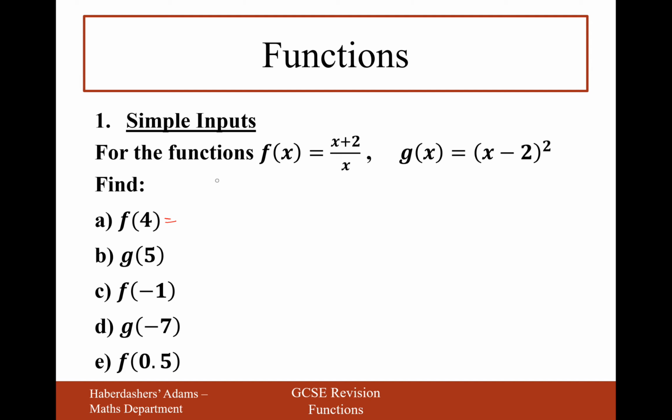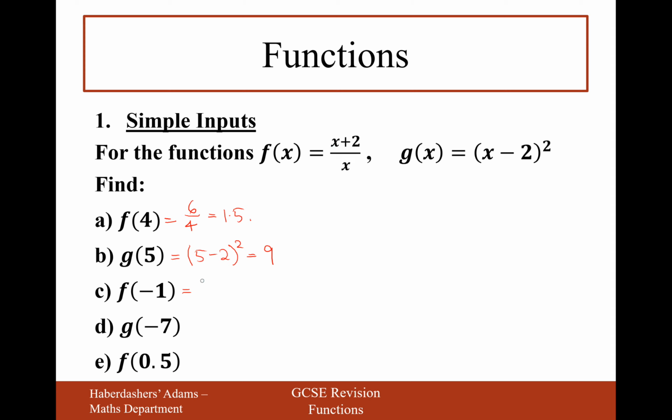So putting 4 into the f function, that would be 4 plus 2 is 6 over x, which is again 4. So this function here had 2 places I had to put the 4 in. 1 4 on the top and 1 4 on the bottom. 6 over 4 is equivalent to 1.5. G of 5, that means replace x with the value 5 in the g function, so 5 minus 2 squared, that's 3 squared, which is 9.